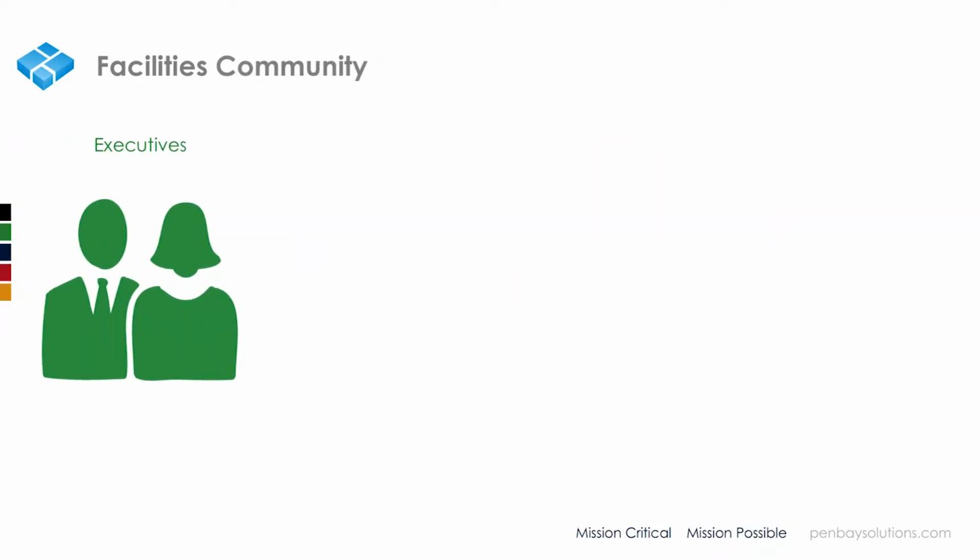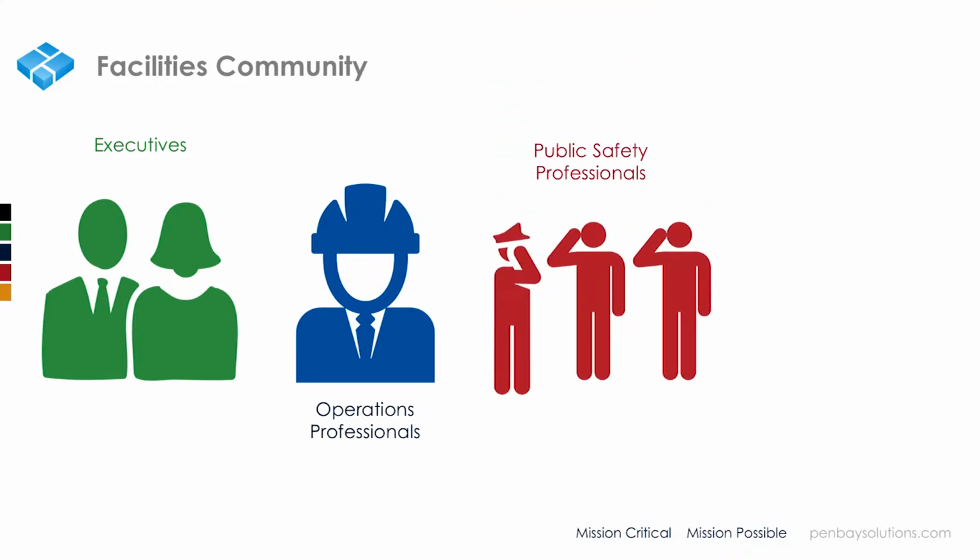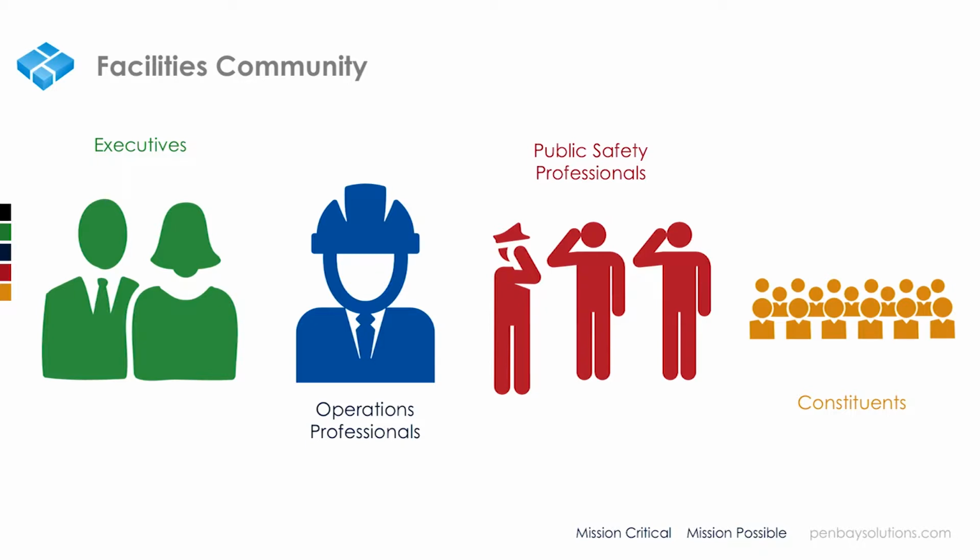So all these people have different interests in different kinds of information about your campuses. The executives are interested in financial performance. They're interested in capital budgets, operational budgets, condition assessments. How are we going to get our buildings up to a particular set of conditions? The operations professionals. It was fascinating listening to Ohio State just before this talk started.